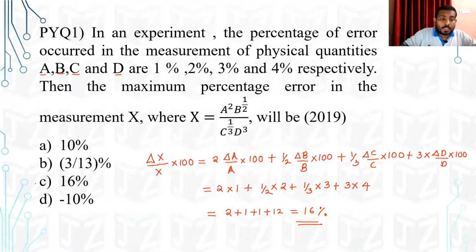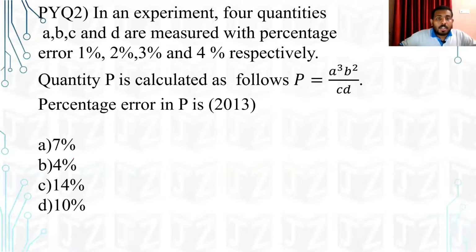So we get option C. So let's look at the second question. In an experiment, 4 quantities A, B, C and D are measured with percentage errors 1%, 2%, 3%, 4% respectively. The quantity P is calculated as follows. This is the same pattern question. I think you can attempt this also. So the percentage error is given for each of the quantities. You have to find out the percentage error in P.